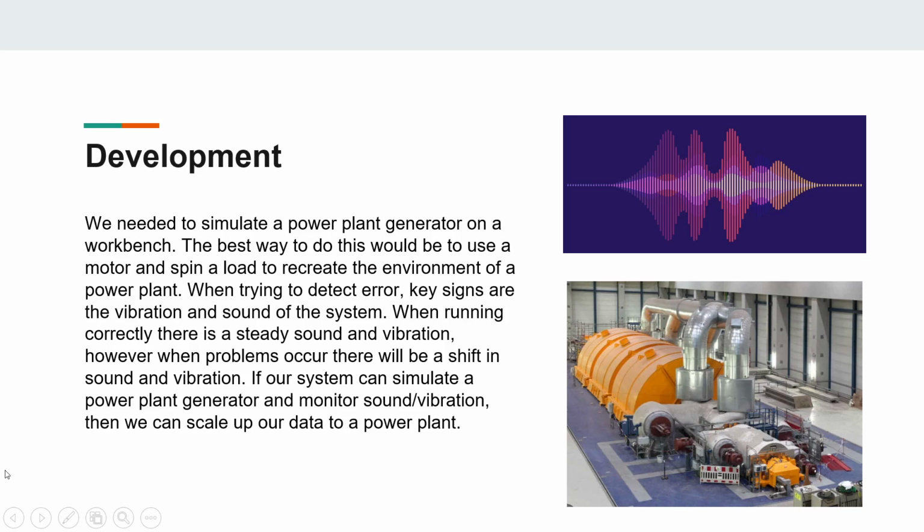So the first thing we needed to do was to simulate a power plant generator on a workbench. Now we created a fairly simple version, and in this case, it was just an induction motor attached to some load plates. And so when it would spin smoothly, the sound and the vibration characteristics were, as you would imagine, quite smooth. There were no errors going on in the whole system.